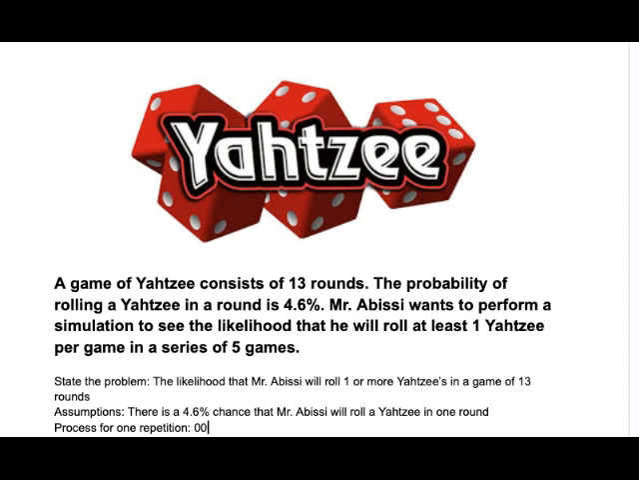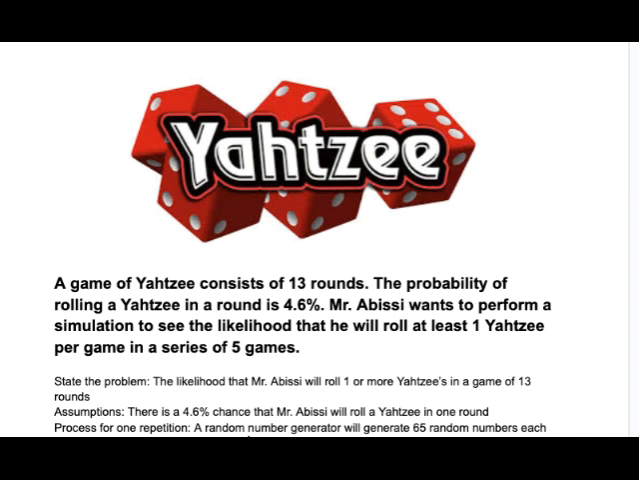And in order to do this, a random number generator will have to generate, if we're doing 13 rounds and 5 games, 65 random numbers. Actually, this isn't really one repetition, but the random number generator will generate 65 numbers, each between 0 and 999.